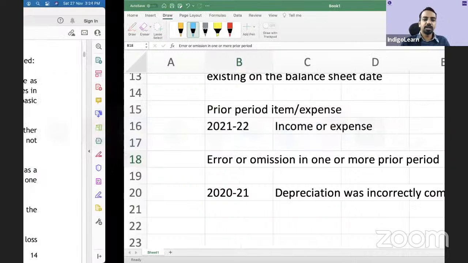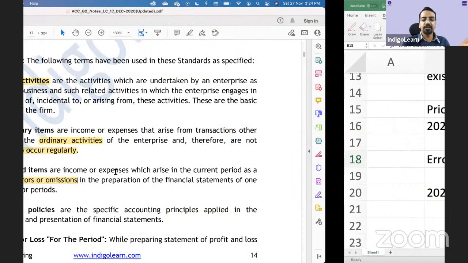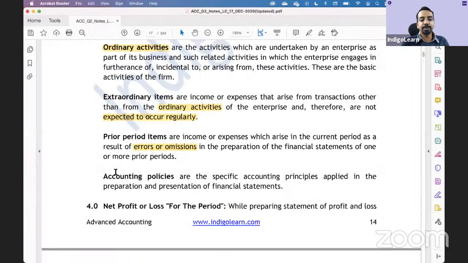Then, what are accounting policies? We have learned in AS1 also. Specific accounting principles applied in preparation and presentation of financial statements. Example could be your inventory valuation methods.